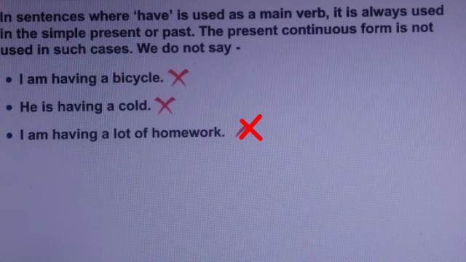He is having a cold. I am having a lot of homework. We never say like that. In such cases, we say, I have a cycle or I have a bicycle. He has a cold or I have a lot of homework.